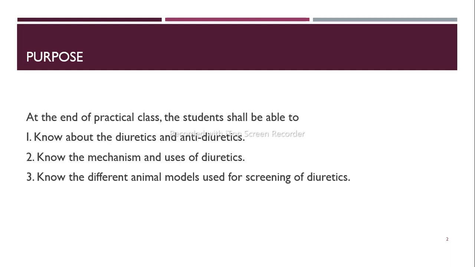Then the second purpose is to know the mechanism and use of diuretics, and the third purpose is to know the different animal models which we use for screening of diuretics. Okay, so the first two points, that is know about diuretics and antidiuretics and know about the mechanism and use of diuretics, we have already covered in the theory. Okay, so the main purpose is the third one, to know about the animal models and how we use these animal models to screen for the diuretic activity.